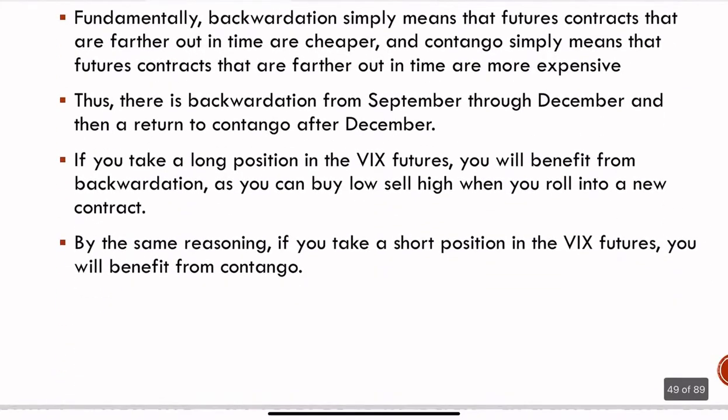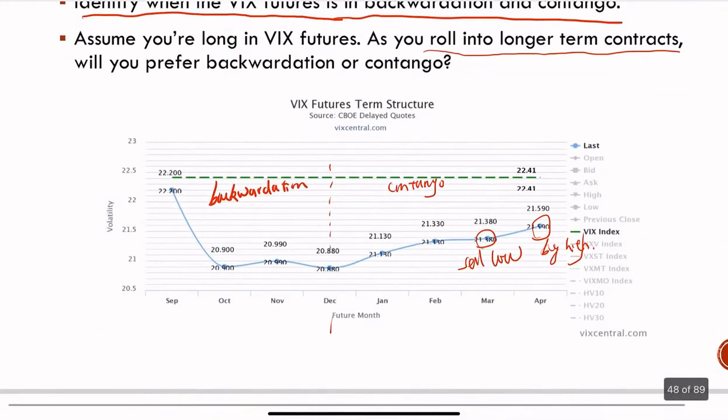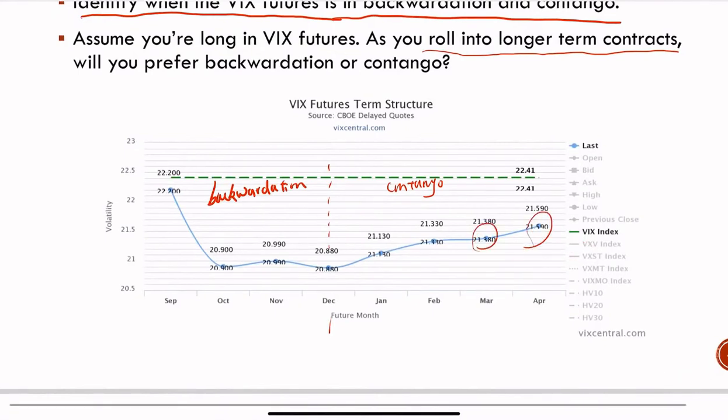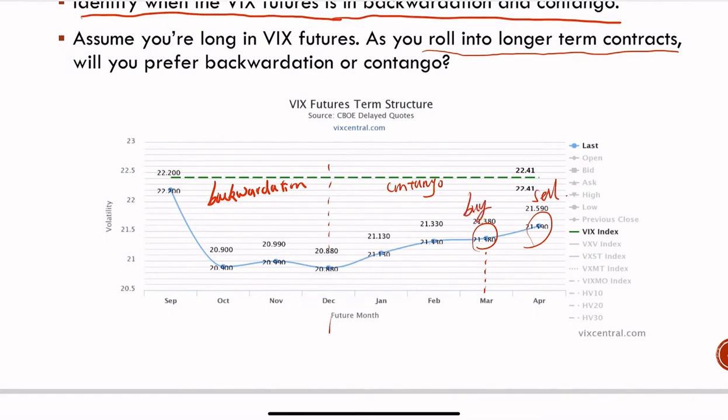So on the opposite, right? You can imagine that if you take a short position in futures, then you will benefit from contango because in this case, you can see that, let's say, if you're taking a short position, right? Now, let's say now it is March and you will have to roll into this April contract. So you will sell here and you will buy here. And contango basically means that you will buy low and sell high if you're taking a short position, right?